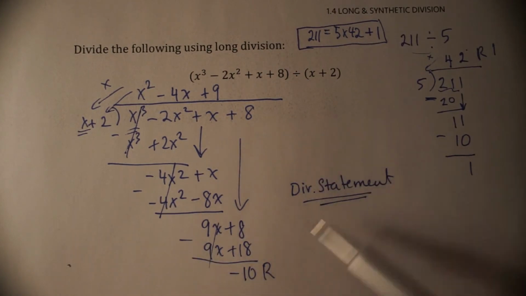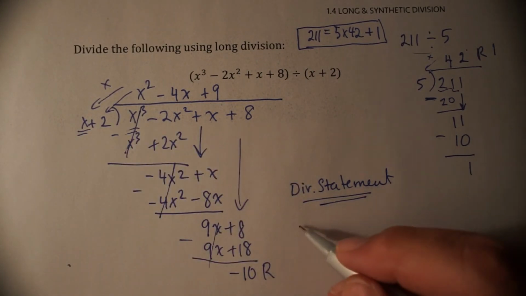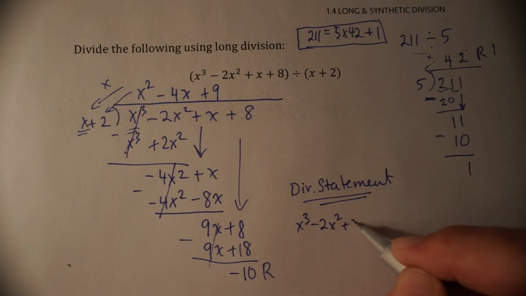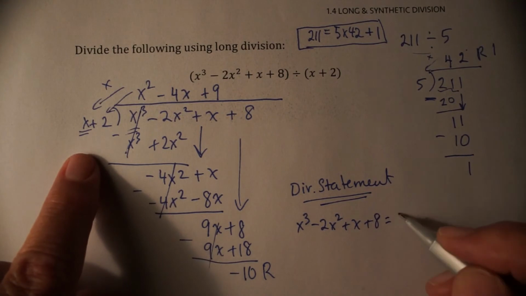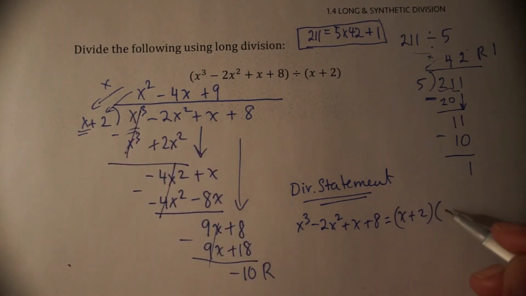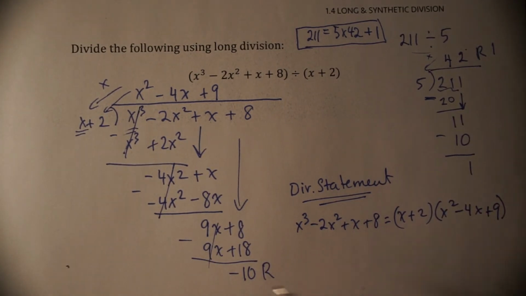So same thing here. I'm going to say, okay, this big thing that we divided by, x cubed minus 2x squared plus x plus 8, is equal to x plus 2 times x squared minus 4x plus 9, and then add on my remainder, which in this case is plus a negative 10, so it's minus 10.